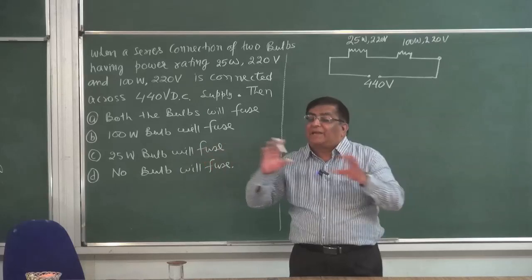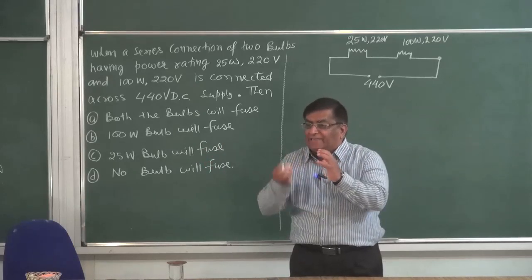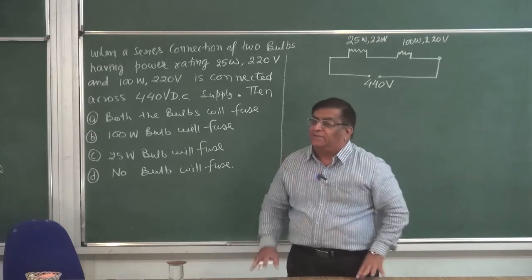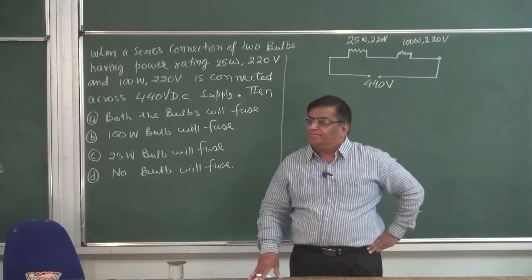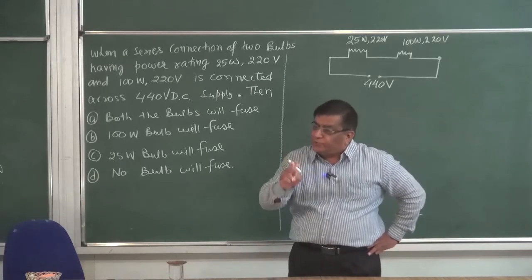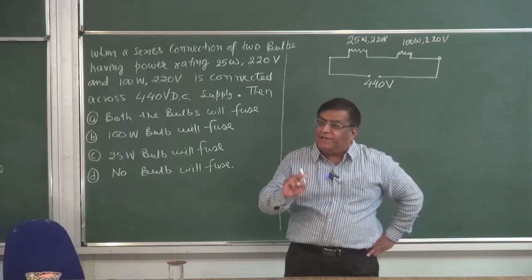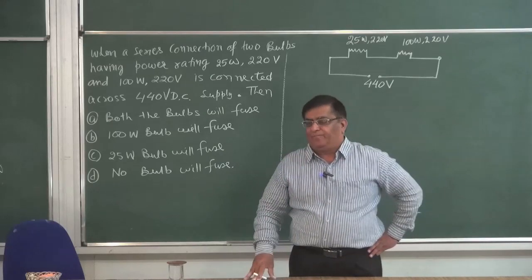If it cannot do that, then heat will accumulate, its temperature will rise, and finally it will melt. Woh cheez melt ho jayegi, jisko hum kehte hain bulb ka fuse hona. Is tarah se agar higher voltage denge, bulb fuse ho jayega. Lower voltage denge, thoda kam wattage dikhayega, lekin fuse nahi hoga.